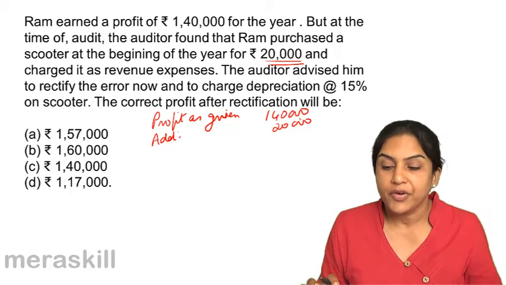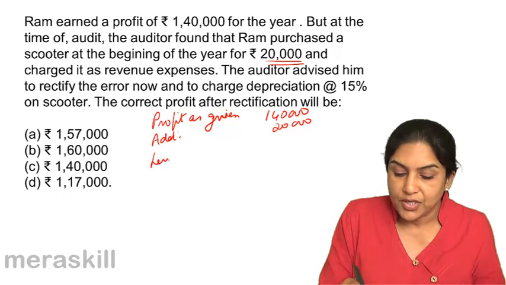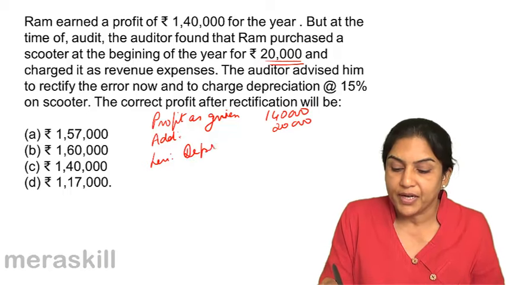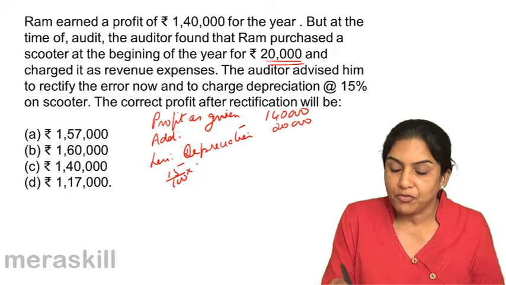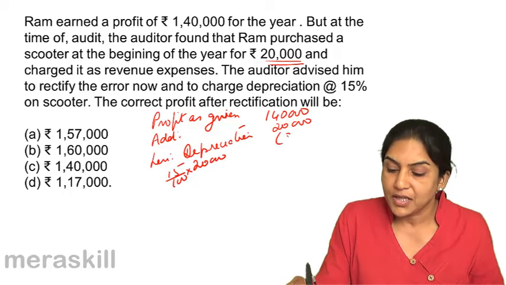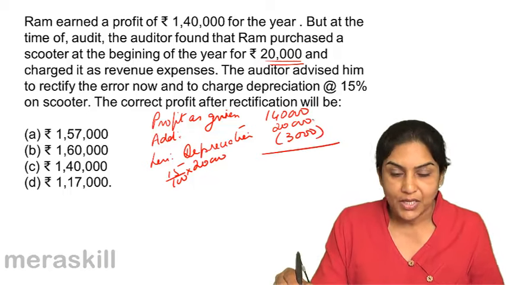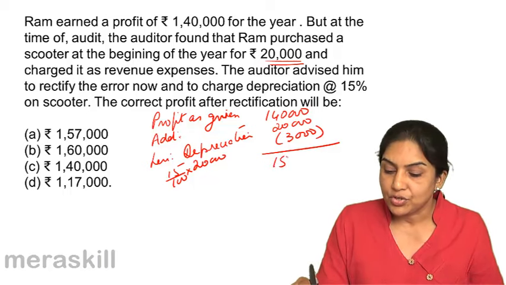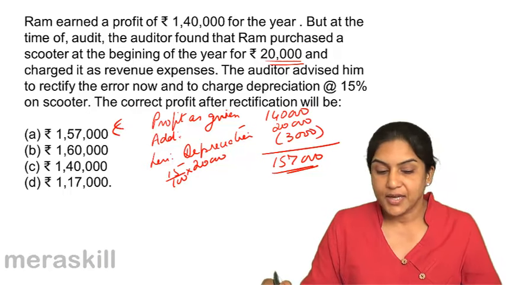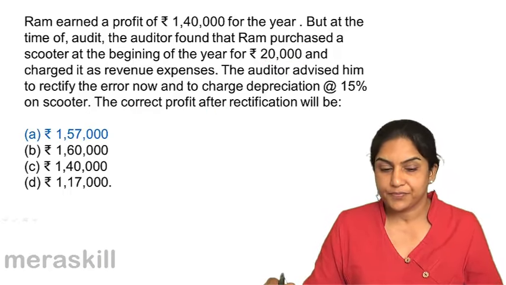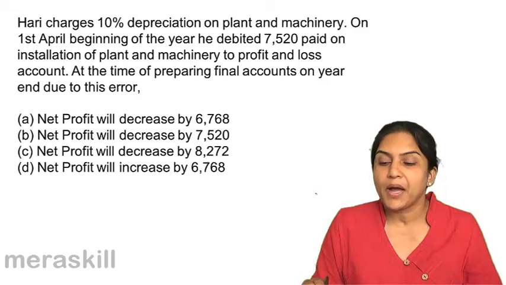However, if you have a scooter account, you are going to have depreciation on the scooter. Depreciation is an expense and it will bring down the profit. It is 15% of 20,000, that is 3,000 as an expense. So 1,40,000 plus 20,000 minus 3,000 should be 1,57,000, the correct answer. Answer A, 1,57,000.